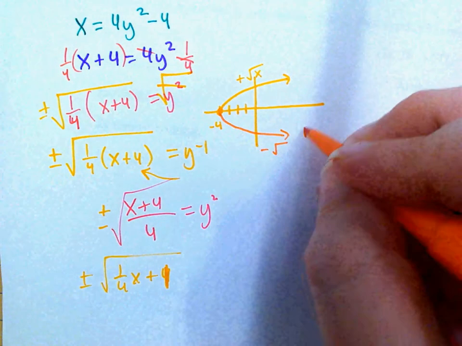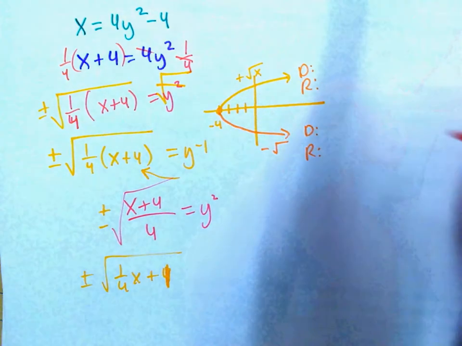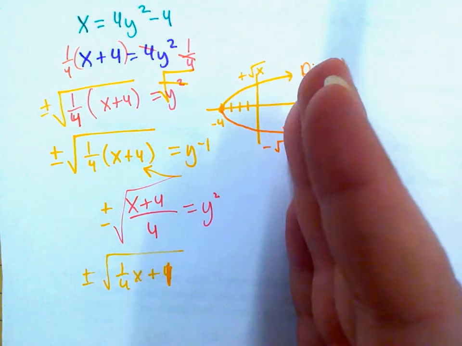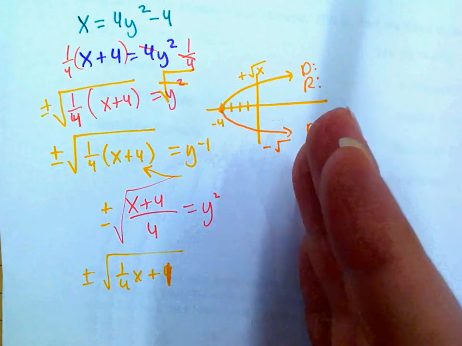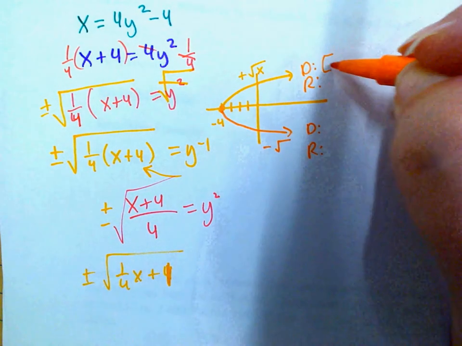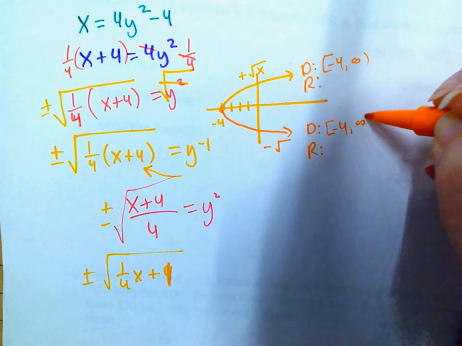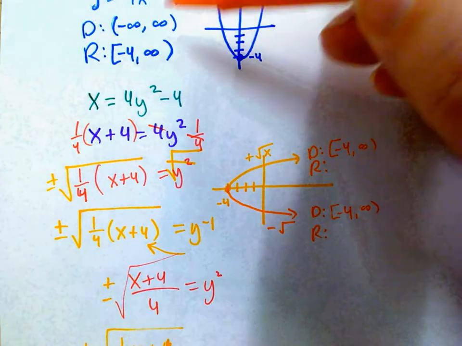What's the domain in both cases? Farthest to the left it goes is negative 4. The farthest to the right it goes is infinity. So negative 4 to infinity. That was the range on my original, right? So it makes sense that it switches to my domain. All right, range.